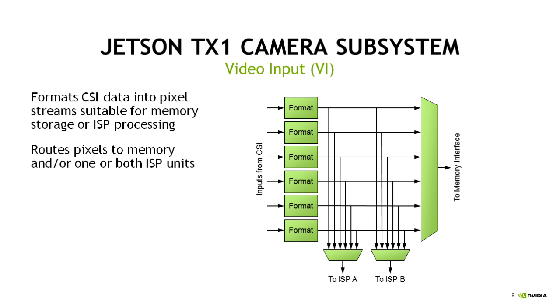For the sake of today's webinar, however, we will assume that all sensor data is routed through VI to ISP for processing, and so VI may be considered a pixel transport between CSI and ISP.